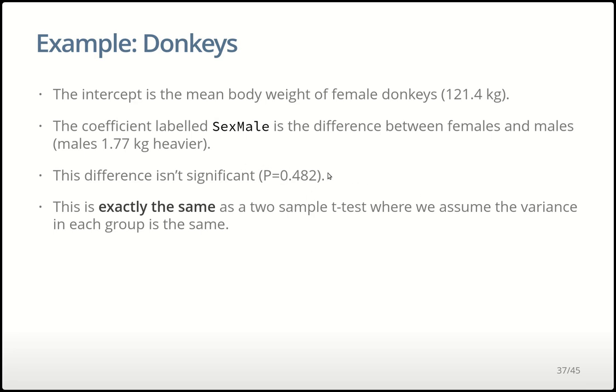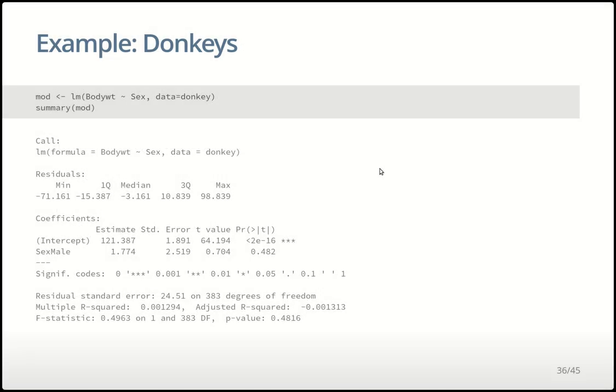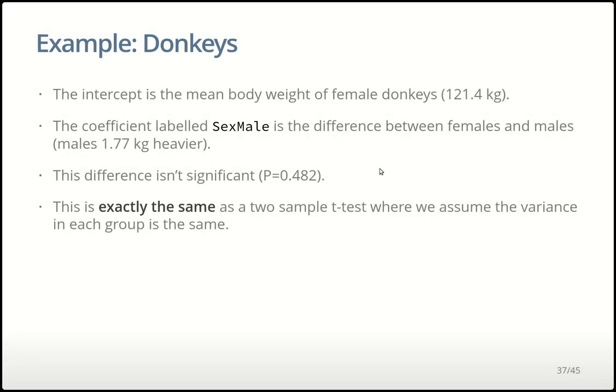Okay, so this difference is not significant, right? P equals 0.48, and that test is in fact exactly the same as doing a t-test for the difference in the mean between two groups, like we did in the first semester. Right? In the first semester we did a t-test for determining is there a difference between two groups. A t-test is just a special example of a linear model.